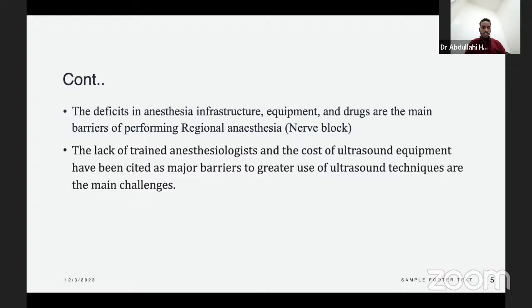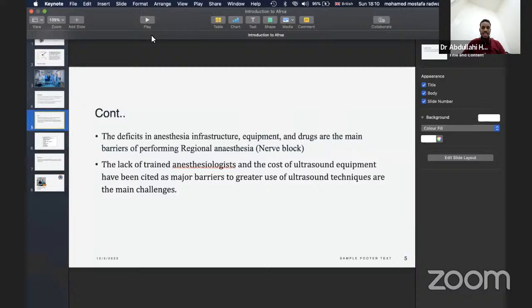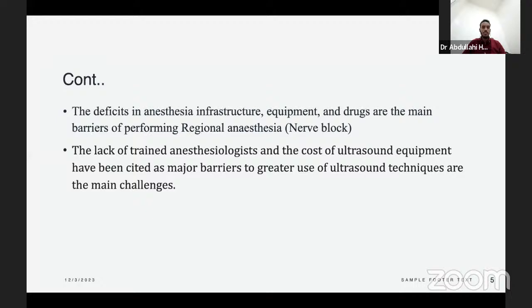The other challenge is deficits in anesthesia infrastructure, equipment and drugs, which are the main barriers to performing regional anesthesia, for example nerve blocks. Many cities far from the capital don't have professionals to perform regional anesthesia such as spinal or nerve blocks. There is a lack of infrastructure, equipment and drugs. Lack of trained anesthesiologists and the cost of ultrasound equipment have been cited as the major barriers to greater use of ultrasound techniques.